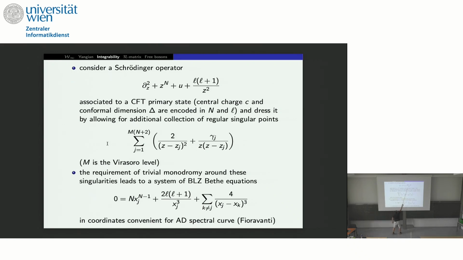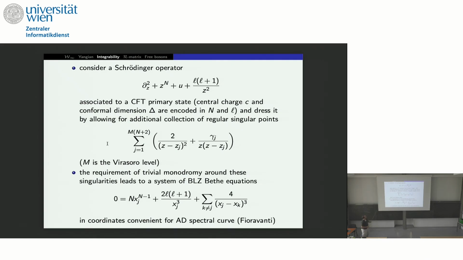So this has singularity, let's say, at 0 and at infinity, and nowhere else. And if you want to add descendants, if you want to dress this differential operator to describe descendants, you are instructed to add additional singularities somewhere in the complex plane with at most quadratic poles, so that the points where you insert them remain regular singular points.